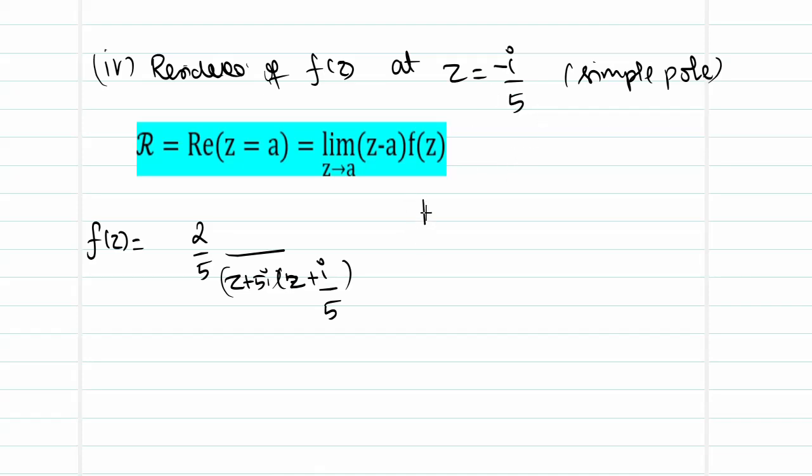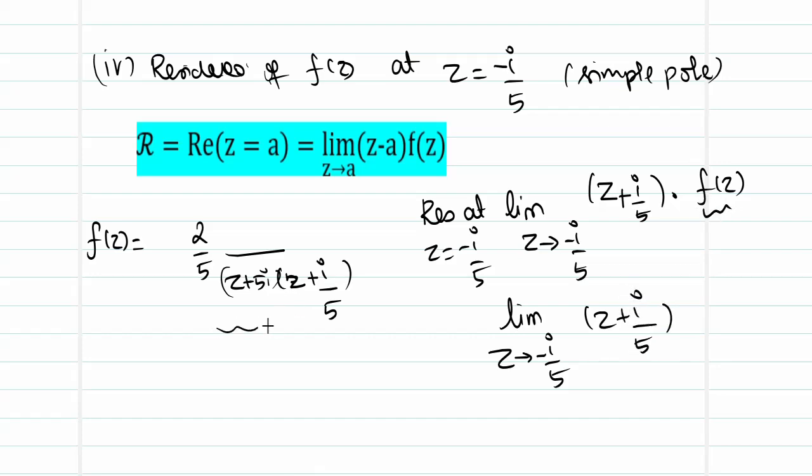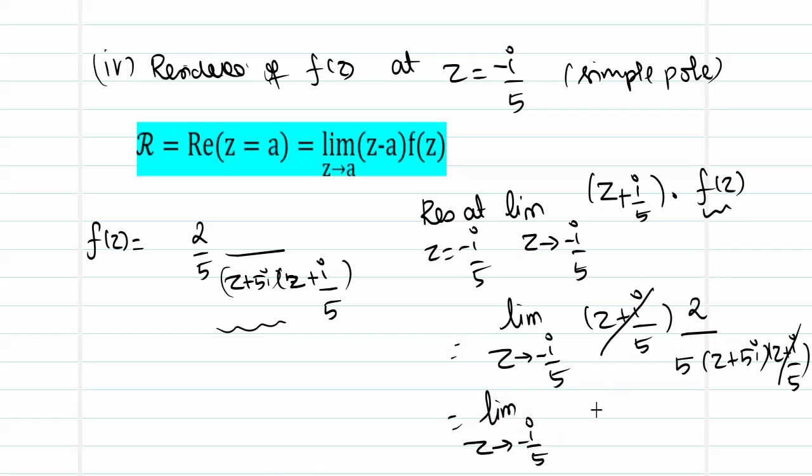Now let me estimate the residue at z equal to minus i by 5, which is the limit z tending to minus i by 5, because this is the only pole that lies inside. So you have z minus of minus, which becomes z plus i by 5, into your function. Limit z tending to minus i by 5 of z plus i by 5 times 2 by 5 into z plus 5i into z plus i by 5. We notice that the factors cancel each other, and the leftover quantity is 2 divided by 5 into z plus 5i.